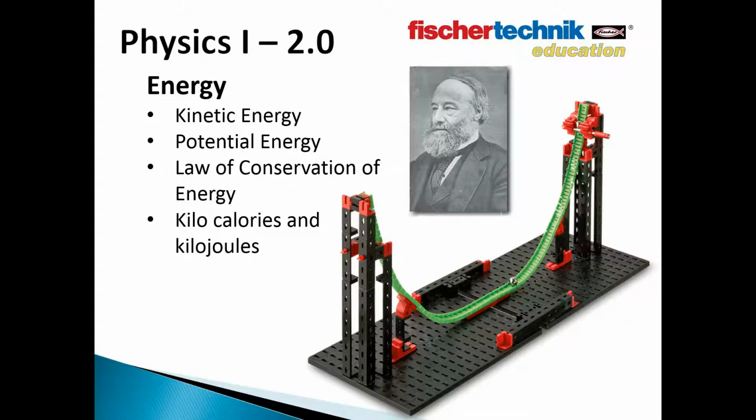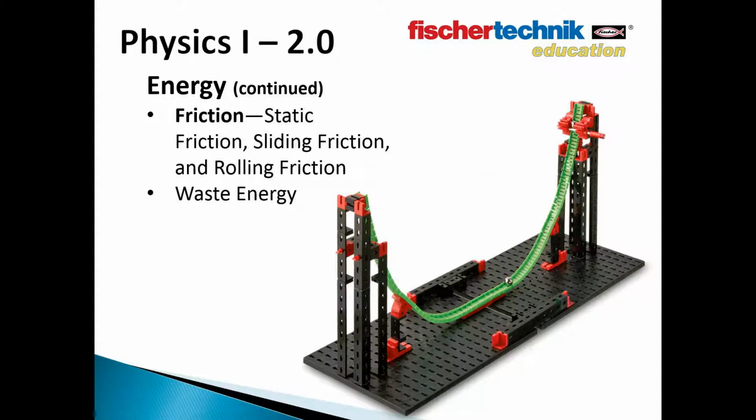Students also learn about James Prescott Joule and how the energy we use in our everyday lives to run, to walk, and even to think is measured in kilojoules and kilocalories. Students learn about concepts such as how the energy of the balls in motion can be converted into heat, or thermal energy, which is considered waste energy because it can no longer be used. They also learn about the three different classifications of friction: static friction, sliding friction, and rolling friction.